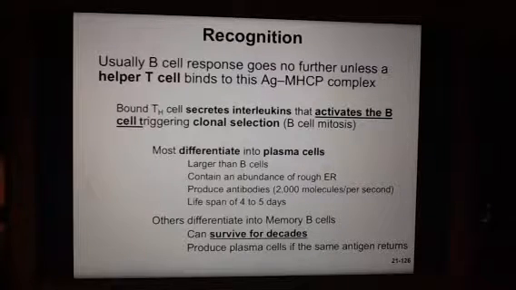Once the B cells are activated and they bind, they also need a helper T cell to bind to that protein complex on the outside of the cell. And so once the helper T cell binds, then they secrete those proteins called interleukins, and they are activating the B cell to do the cloning, just like we saw in cellular immunity. So the B cell is going through mitosis to make more and more B cells. Most of those are going to differentiate and become plasma cells, and they are going to produce antibodies, and they will live a life of 4 to 5 days. Others are going to become memory B cells, and they are going to survive for decades, keeping the memory of that specific antigen.